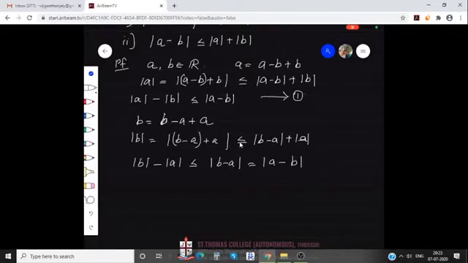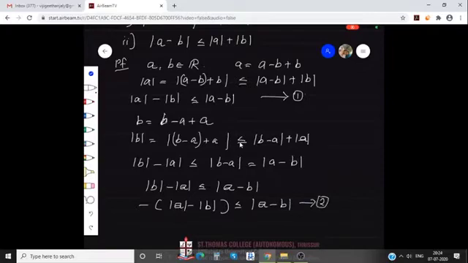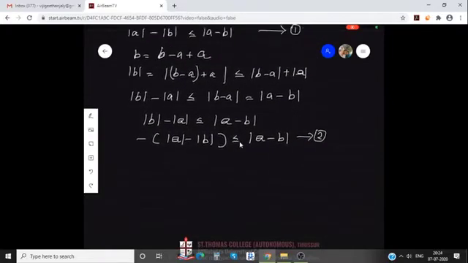Okay, so here we have the absolute value of B minus the absolute value of A is less than or equal to the absolute value of A minus B. This I can write as minus of the absolute value of A minus the absolute value of B is less than or equal to the absolute value of A minus B. I will consider this as 2. Now combine 1 and 2.